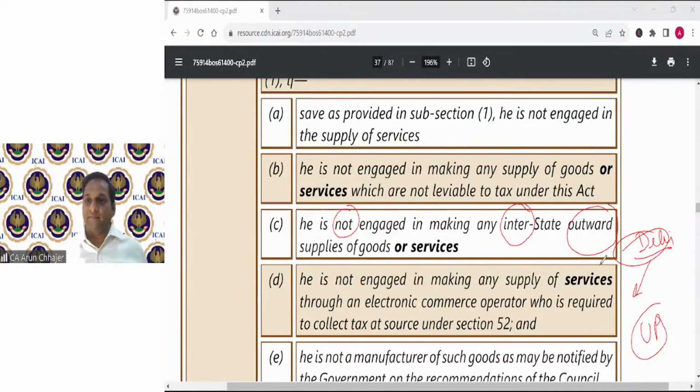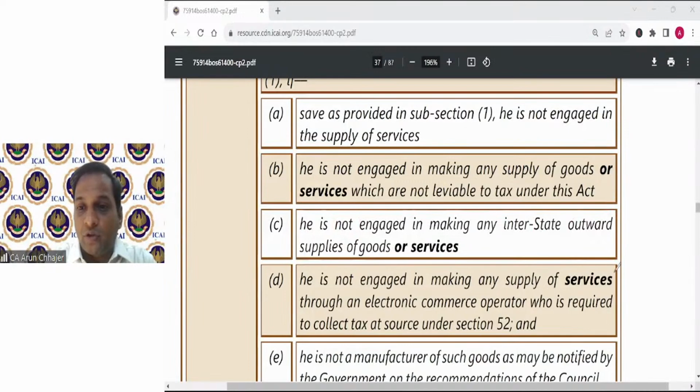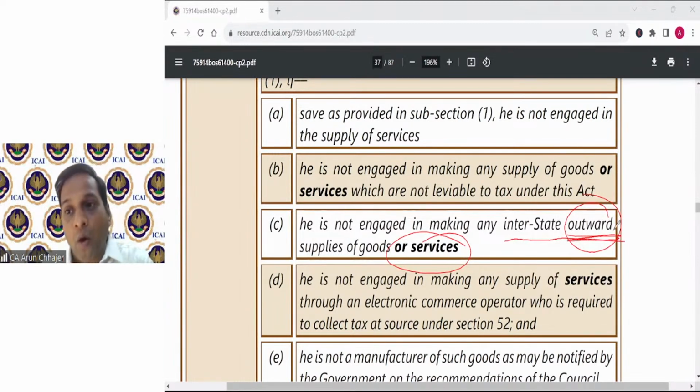Then it says, the word earlier was only limited to goods, but services was added later on. He is not engaged in making the interstate outward supply. It means if I am registered under composition, I can purchase goods from outside that state. Even I can purchase goods from outside the country also. Only problem is with respect to outward interstate. There is no problem in respect of interstate inward supply.